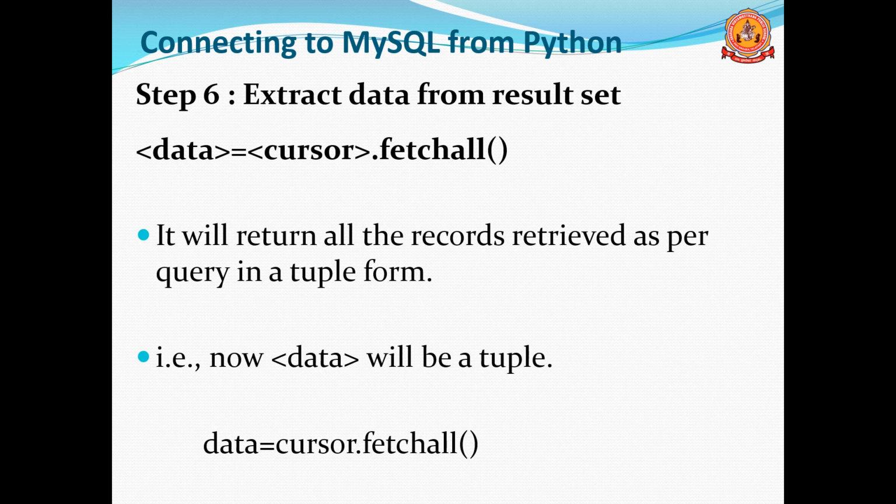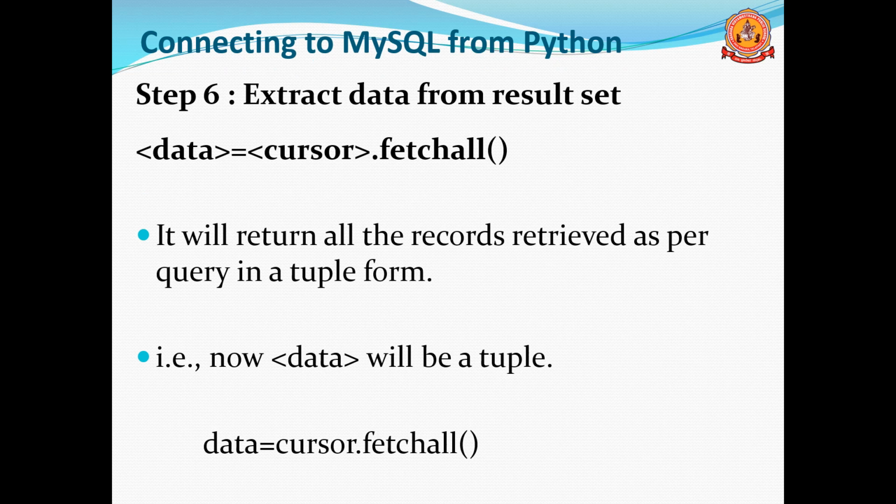One is a fetch function. There are three types of fetch functions available. The first one is fetchall, the next one is fetchone, and the third is fetchmany. There are three functions. So how can we use them? Here is the syntax.